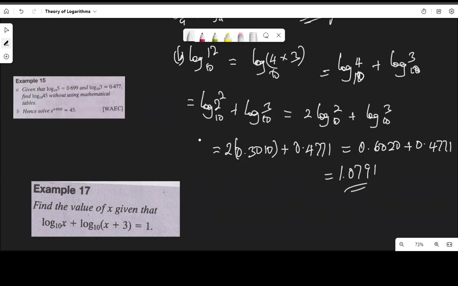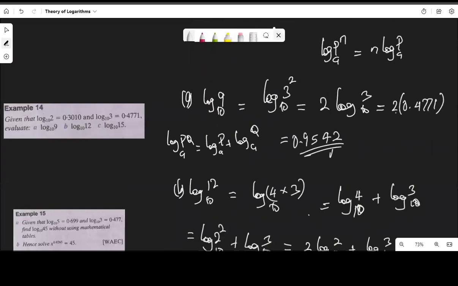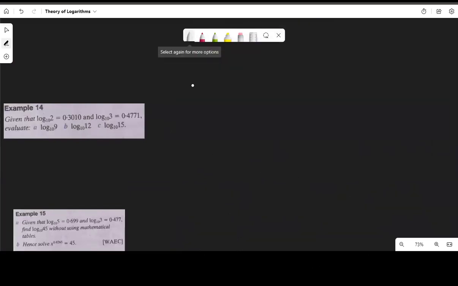I'll move on to question C. Let's clean this question. Question C: I have log 15 to base 10. I can write that as log 30 over 2. I'm doing that because if I say 15 is 5 times 3, I don't have log 5 here, and there's no way I can express 5 to get any of this combination. But 30 over 2, of course, I can express to get a combination of this.